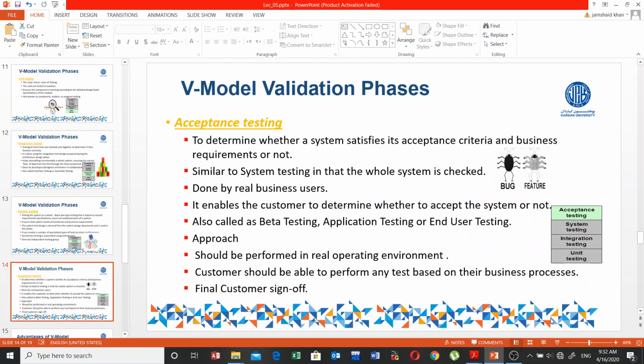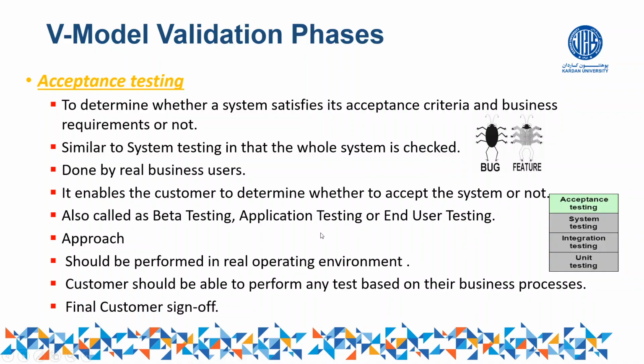Then the acceptance testing. Okay, acceptance testing is done according to the acceptance test design document that we produce during the requirement analysis of the software system. So here we determine whether a system satisfies its acceptance criteria in the business requirements or not. The system that we produced will be checked here by the customer, to see whether it fulfills all the requirements stated during the requirement analysis activity or not.